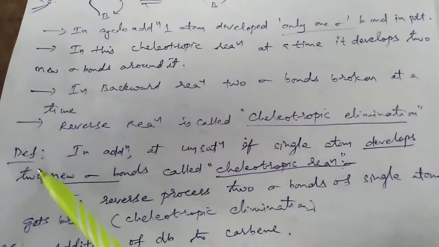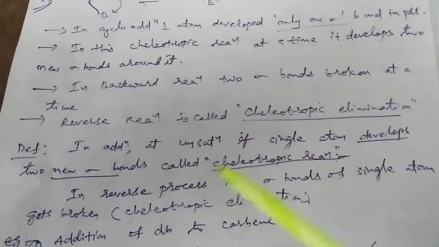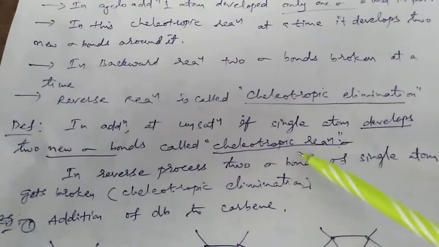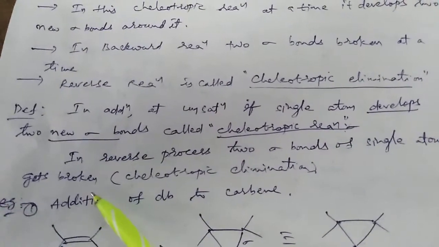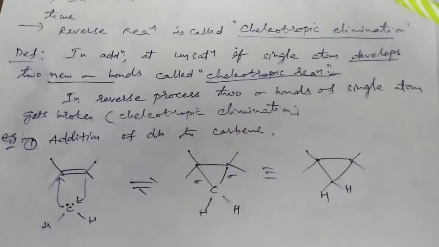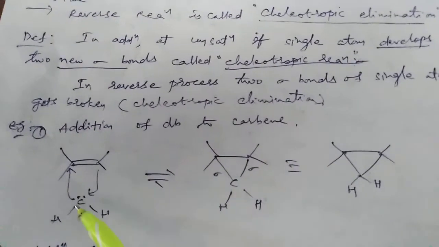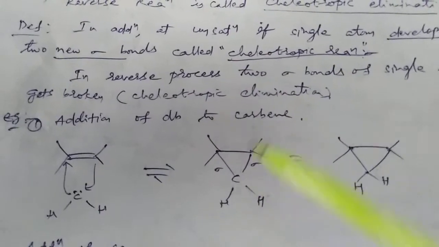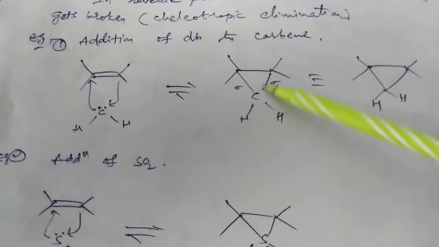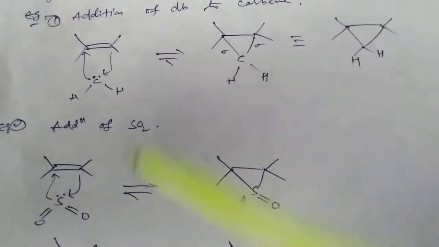The definition of a sigmatropic reaction is: in addition at unsaturation, a single atom develops two new sigma bonds. The reverse process, where two sigma bonds of a single atom get broken, is called sigmatropic elimination. An example is the addition of a carbene to an alkene, where two new sigma bonds are developed in the product with the carbene. Another example is the addition of sulfur dioxide to the unsaturation.